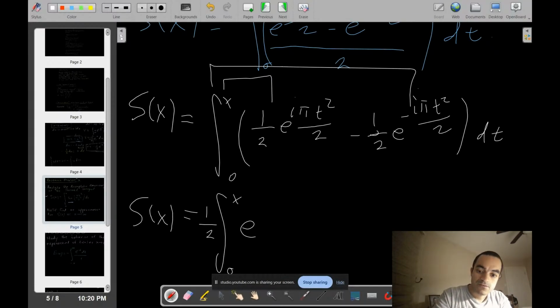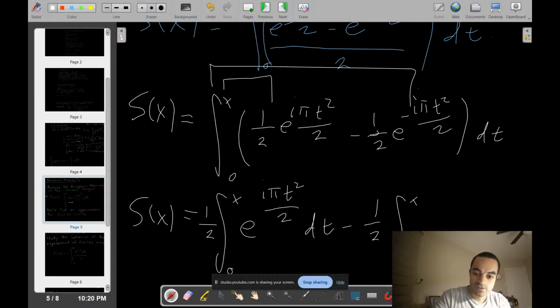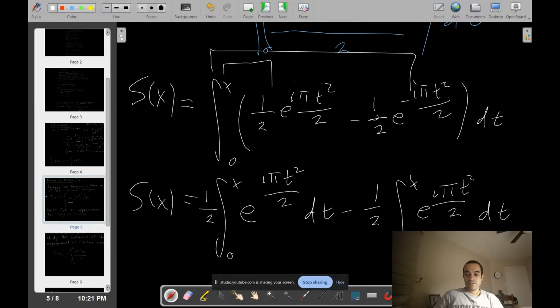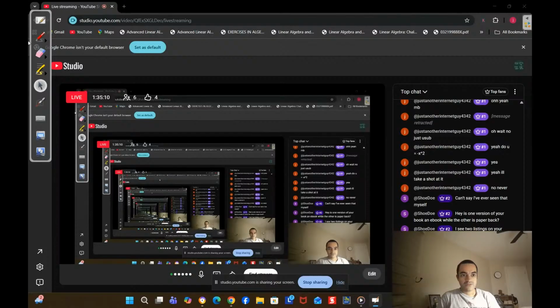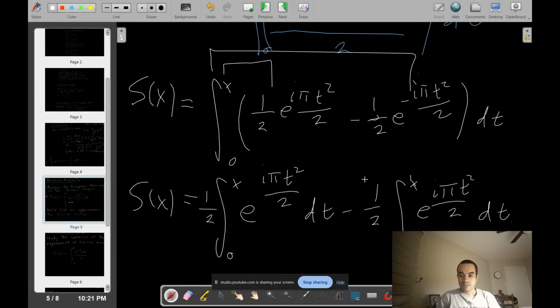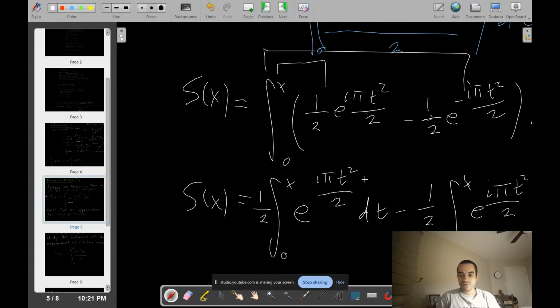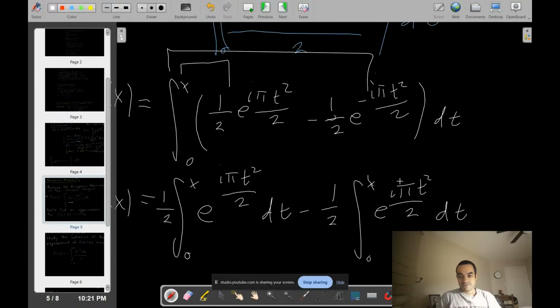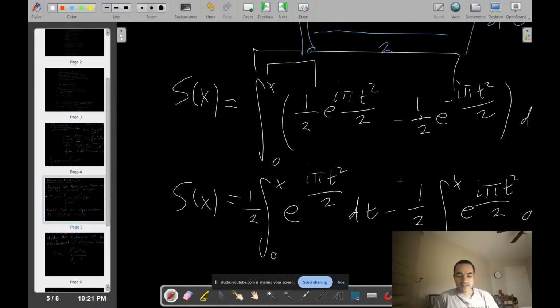e to the i pi t squared all over 2 with respect to t, minus 1/2, and then I'm integrating again from 0 to x of e to the i pi t squared all over 2 with respect to t. Okay. All right, so I hope that is good. This is what we've got so far. So that's how our integral is breaking up.